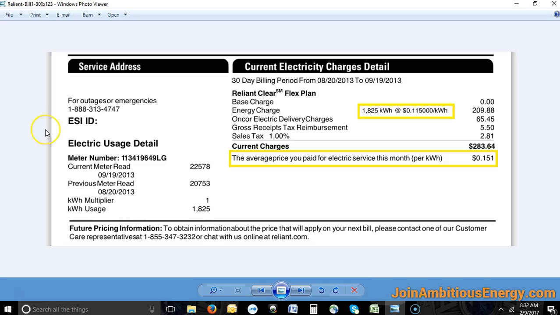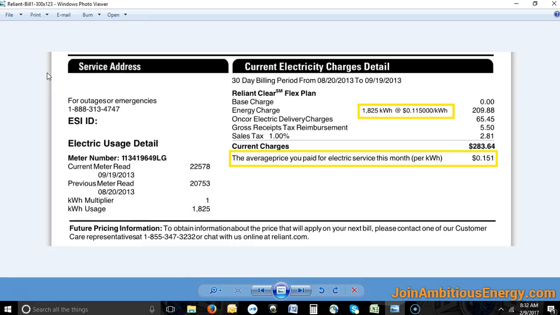Okay, so this is an actual bill. I believe this is a Reliant bill. And a couple things you want to look for on your bill, no matter who your current electricity provider is, your bill is going to have somewhere on there these two key things.